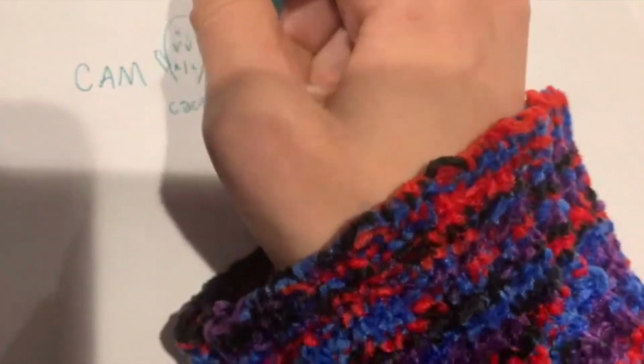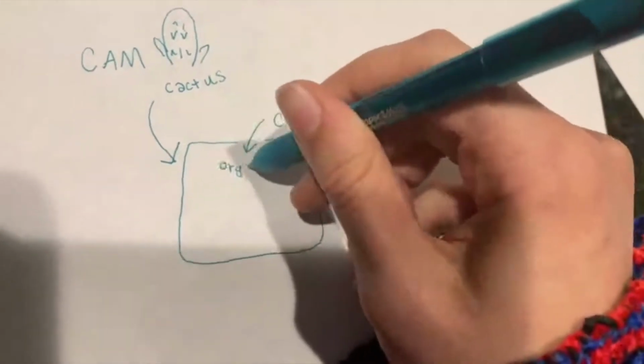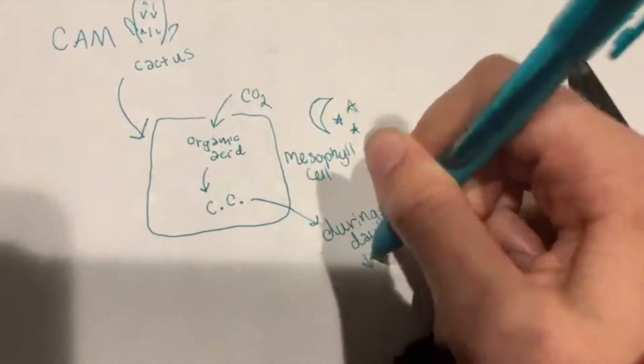In CAM plants, everything happens in the mesophyll cells, but I come through the stomata at night instead of during the day, when light intensity is high. I am then stored in organic acids in the plant's vacuole, and I am released into the Calvin cycle during the day.